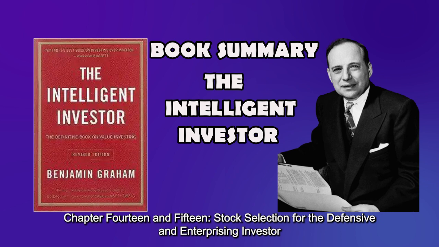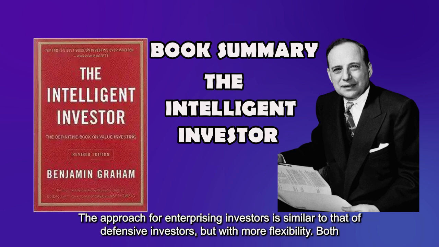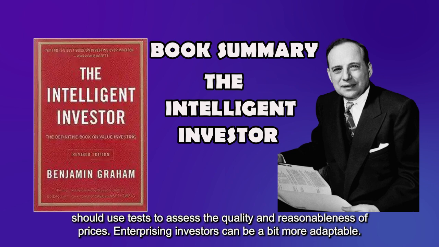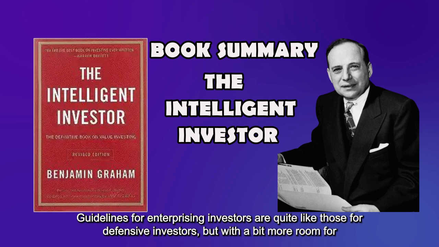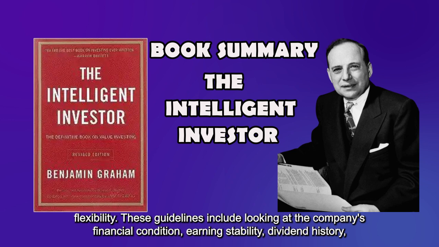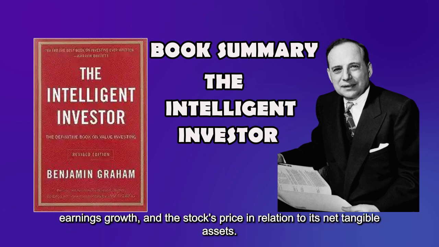Chapter 14 and 15. Stock Selection for the Defensive and Enterprising Investor. The approach for enterprising investors is similar to that of defensive investors, but with more flexibility. Both should use tests to assess the quality and reasonableness of prices. Enterprising investors can be a bit more adaptable. For instance, they can allow some positive aspects to balance out minor negatives. Guidelines for enterprising investors are quite like those for defensive investors, but with a bit more room for flexibility. These guidelines include looking at the company's financial condition, earnings stability, dividend history, earnings growth, and the stock's price in relation to its net tangible assets.